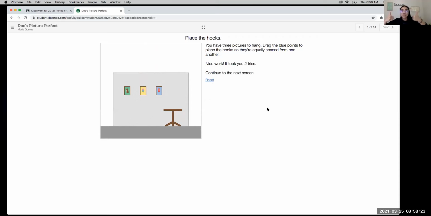Oh, my average is getting better. You guys, every time I do this activity, it would always take me 3 tries to get my hooks in the right spot. And now I did it in 2. Yay. Good job. Thank you. I'm proud of myself.